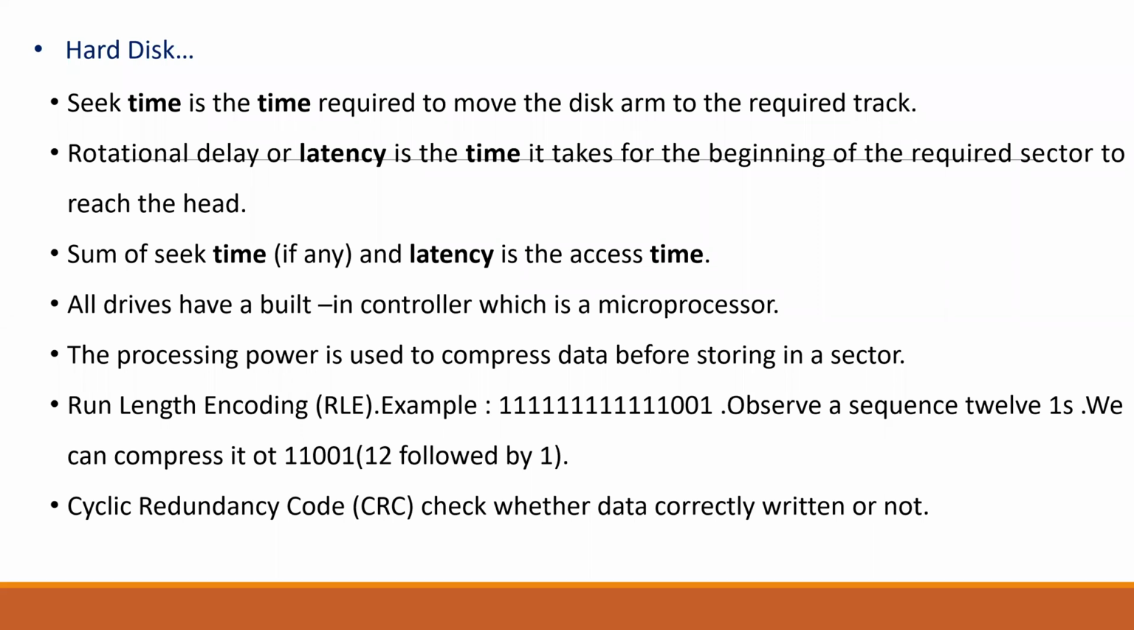Okay, all drives have a built-in controller, which is a microprocessor. This microprocessor handles searching, reading, and writing. That means in the hard disk there is one chip to handle all these tasks. Again, the processing is used to compress the data. Compressing means making data smaller in size without losing the data.